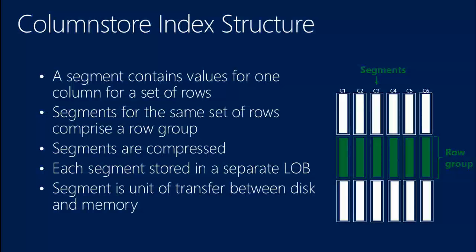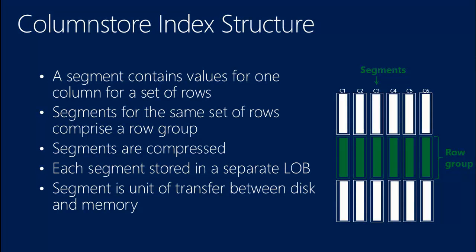So we store it in segments. And what we have there across the middle is a row group, which comprises a set of rows. So you have segments that everything's stored in, and then within a row group, it comprises a bunch of segments that are equivalent for this set of rows. Each segment is stored in a separate blob that sits on a page in memory or on disk. And the important thing to know here is that a segment is the unit of transfer between disk and memory.